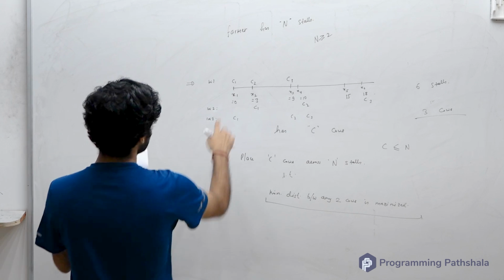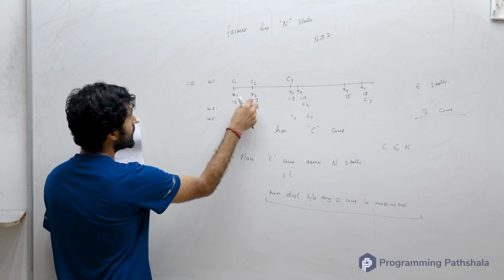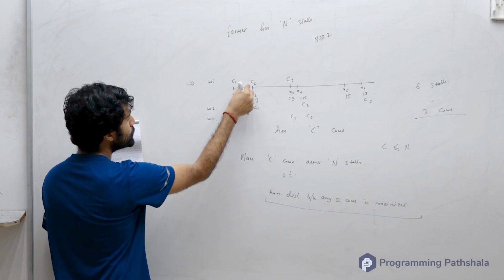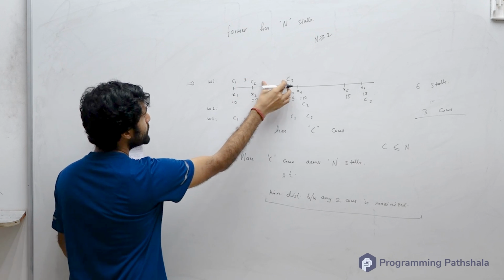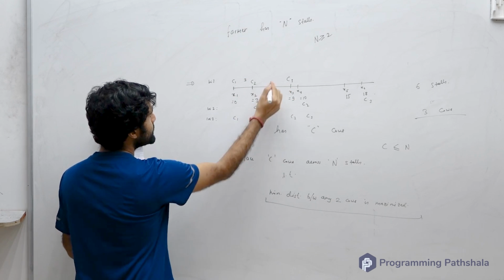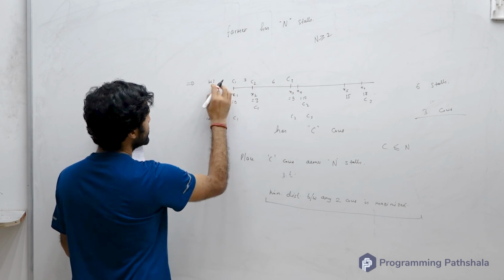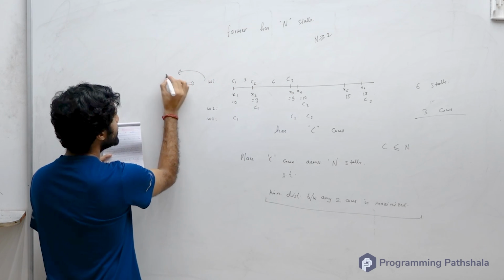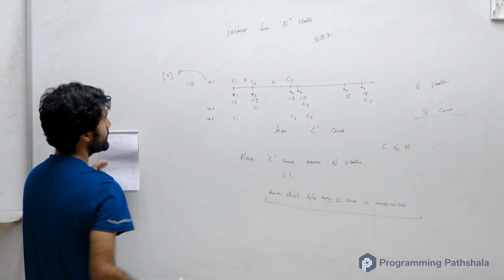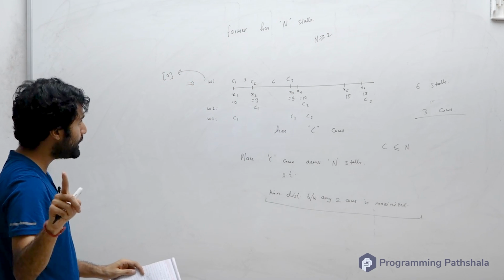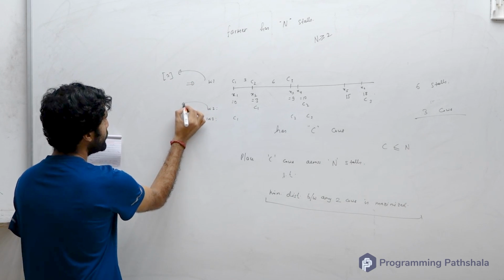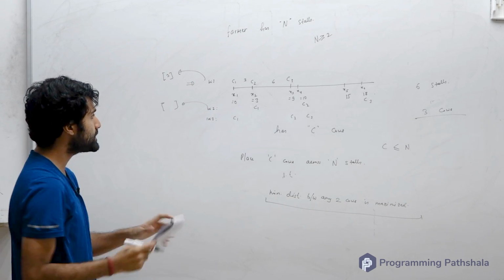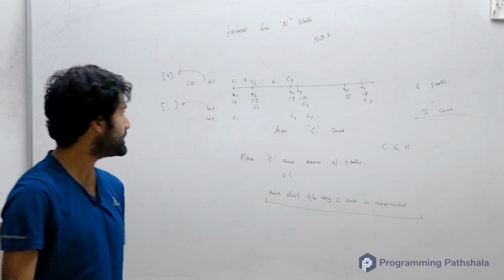So here the minimum distance between any two cows is: the distance between these two cows is 3 units, and the distance between these two cows is 9 minus 3, 6 units, and the minimum of them is 3. So for this way the minimum distance is 3. Okay, now without making any mistake, can somebody tell me the value for this? What will be the minimum distance between any two cows in this configuration?